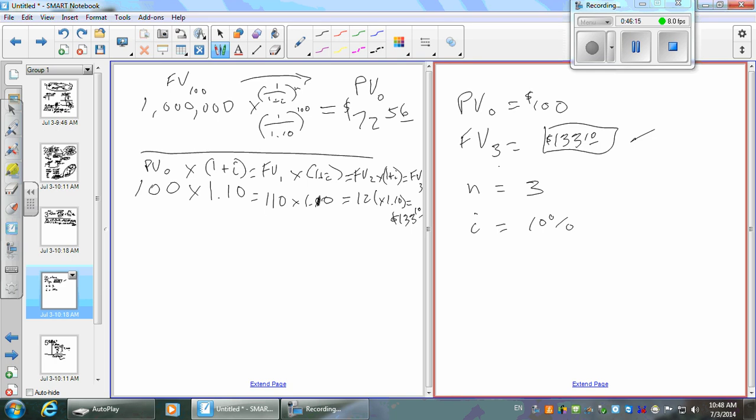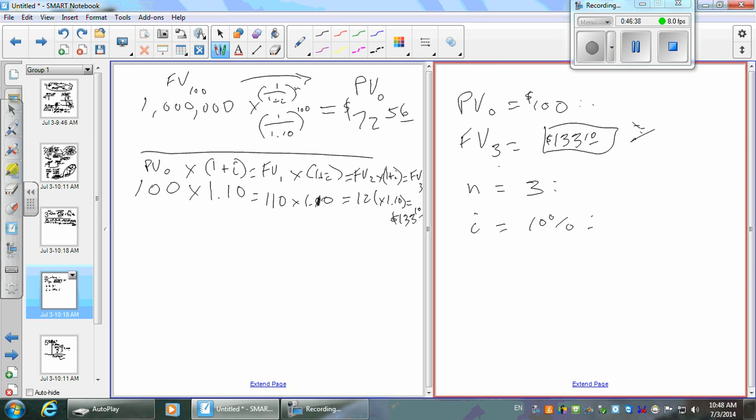What is the future value? What is the future value here, right? It's the future value of $100 invested now for 3 periods at 10% compound interest. What is that future value? 133.10. By the way, what's the present value of 133.10 discounted at 10% for 3 periods?